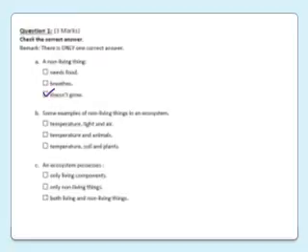Part B, some examples of non-living things in an ecosystem. Temperature, light and air; temperature and animals; or temperature, soil and plants. Yes, Sally? Temperature, light and air. Why aren't the second and the third choice correct? Yes, Shayna? Because in the second one, animals are living things. Excellent answer. Animals and plants are living things.